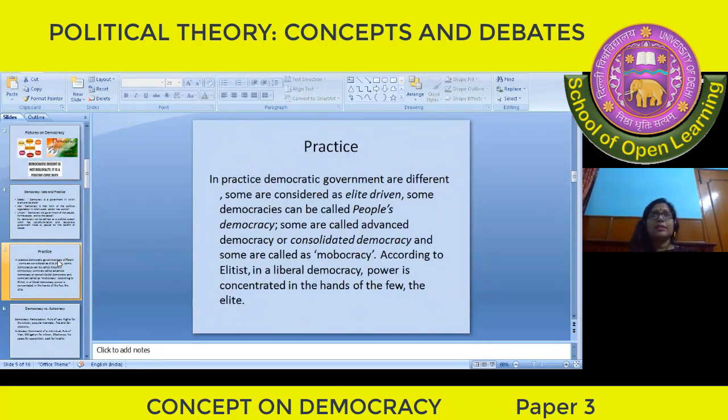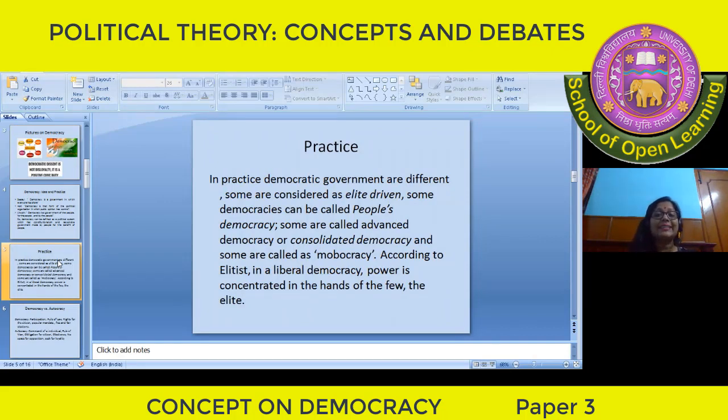India is a democratic country, the biggest democracy of the world, maybe next to the United States. China is a people's democracy, that is a socialistic democracy. In practice, democratic governments are of different kinds. Not only one type of government exists, but there are many types of democratic government.